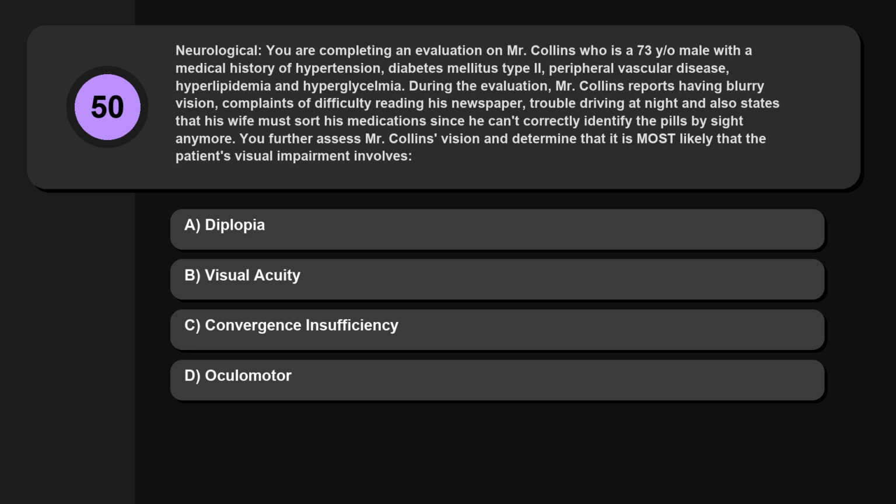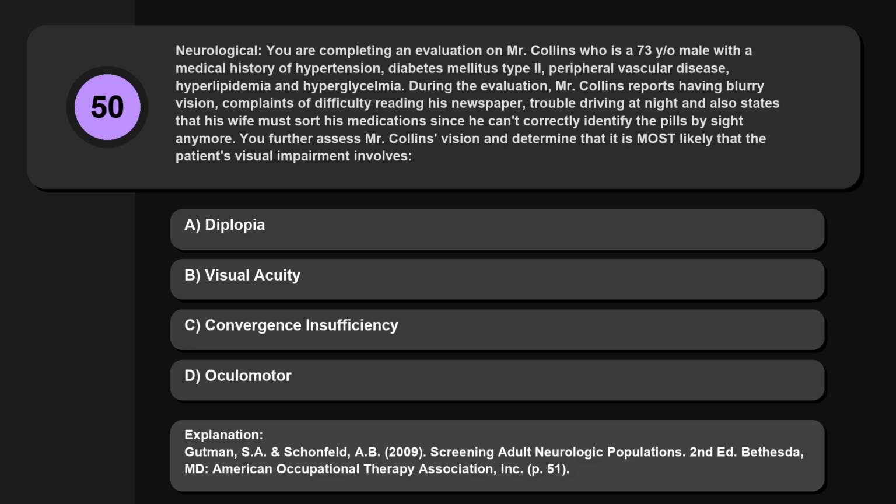You further assess Mr. Collins' vision and determine that it is most likely that the patient's visual impairment involves: Option A, diplopia. Option B, visual acuity. Option C, convergence insufficiency. Option D, oculomotor. The correct answer is option B. Gutman, S.A. and Schoenfeld, A.B., 2009. Screening Adult Neurologic Populations, 2nd ed., Bethesda, Maryland, American Occupational Therapy Association Incorporated, p. 51.